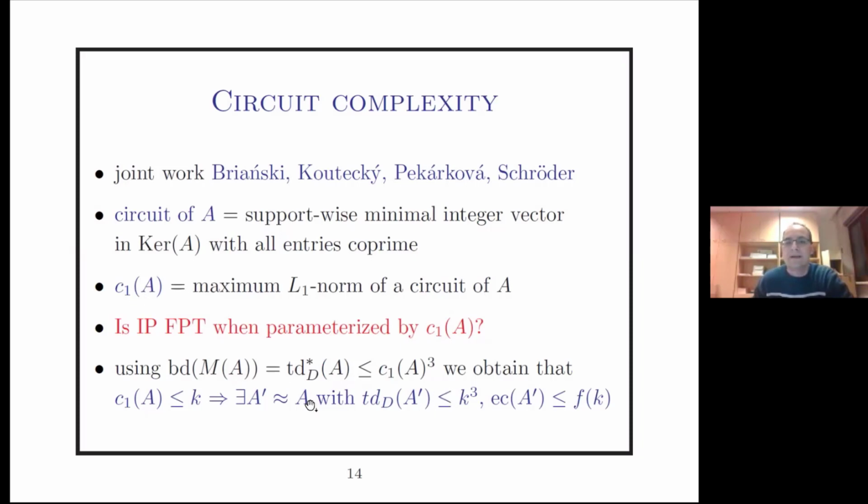And thus, applying the machinery behind our results, we can show that if the C1 complexity of a matrix is bounded by k, then there exists a row-equivalent matrix with a small dual tree-depth and entry complexity bounded by a function of k. And to this we can apply the Kouteckรฝ-Levin-Onn framework, and therefore, for this matrix, the instance can be solved using their algorithm.